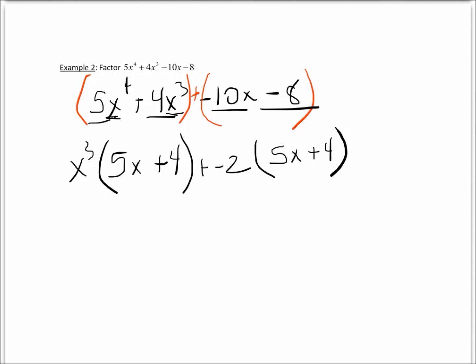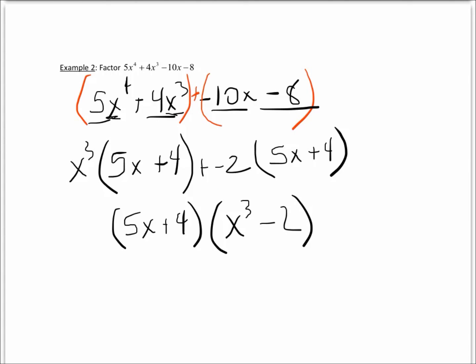And take a look at the phenomena that happened again. What's inside the two groups are the same, 5x plus 4. That means that 5x plus 4 is one of my factors. The other factor is what's left on the outside, x cubed and negative 2. So I can write my answer, x cubed and a negative 2, just like that.